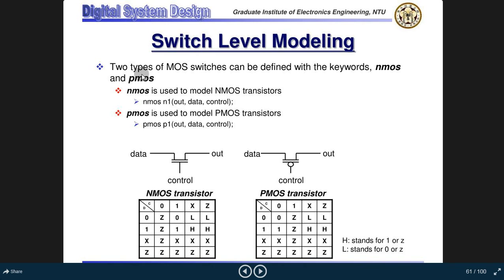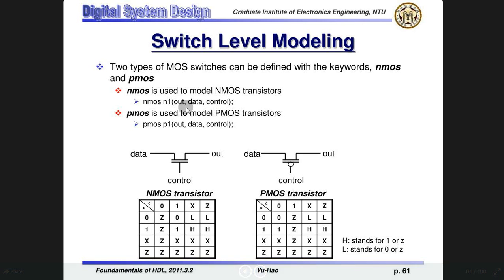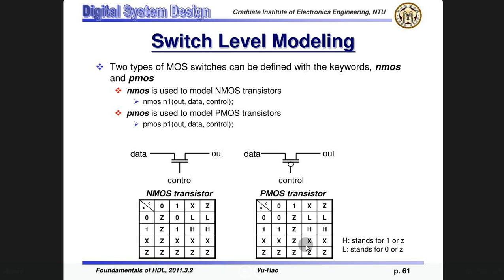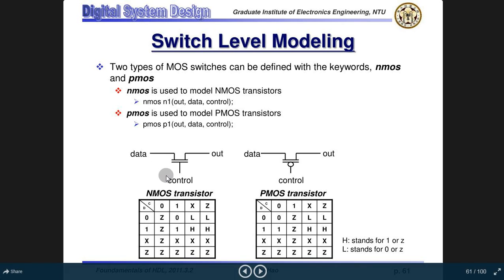In switch level modeling, two types of MOS switches can be defined with the keywords NMOS and PMOS. NMOS is used to model NMOS transistors: NMOS N1 out data control. PMOS is used to model PMOS transistors: PMOS M1. This is the data input, this is the output, this is the control switch of the NMOS transistor, and this is the control switch of the PMOS transistor. The basic functional primitives will be used for the NMOS and PMOS transistors that we have already read earlier.